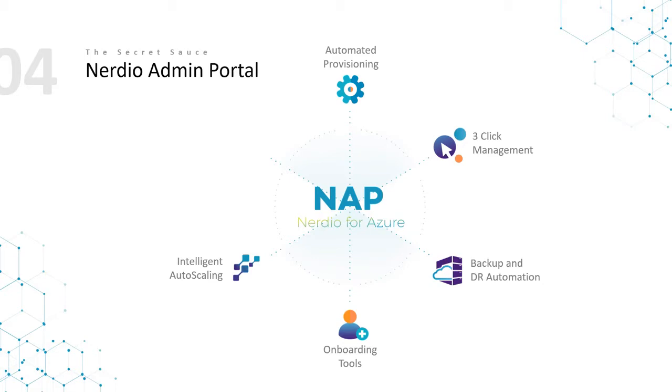Though that's normally the biggest cost component. So with intelligent auto-scaling, what Nerdio does is that it automatically downsizes servers, or it even shuts them down during off-peak hours. So that saves on compute resources and the cost associated with them.